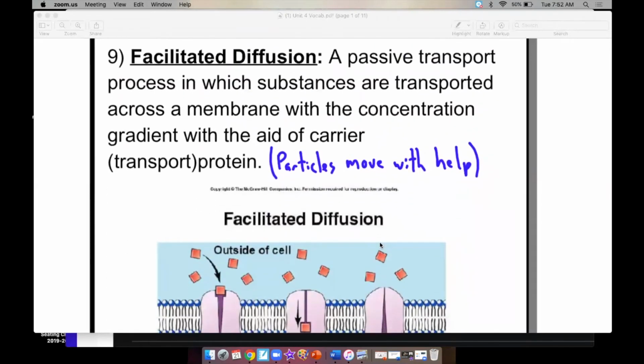Facilitated diffusion. Before I go into this definition, what does facilitate mean? It means to help, all right? To allow to happen. So facilitated diffusion, a passive transport process in which substances are transported across a membrane with a concentration gradient with the aid of a carrier protein. From here all the way across to here is just diffusion. So facilitated diffusion is diffusion with the aid of a carrier protein.